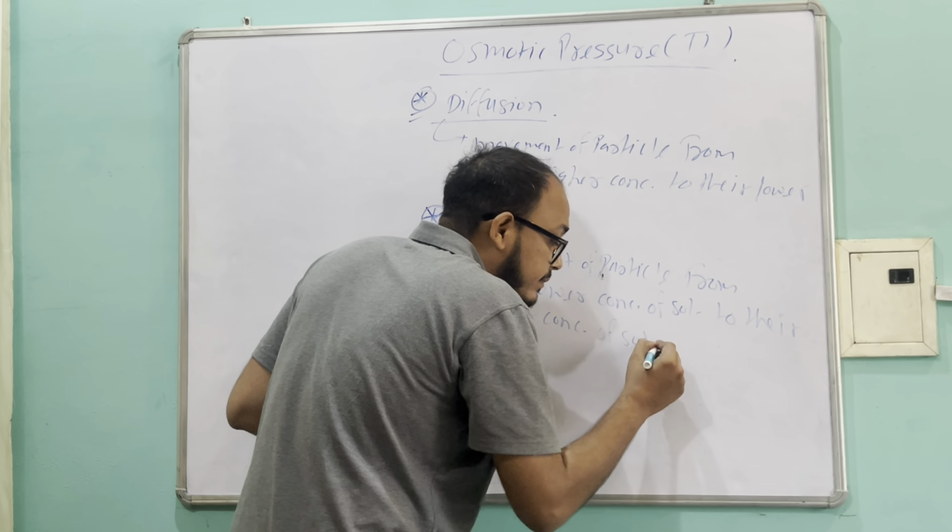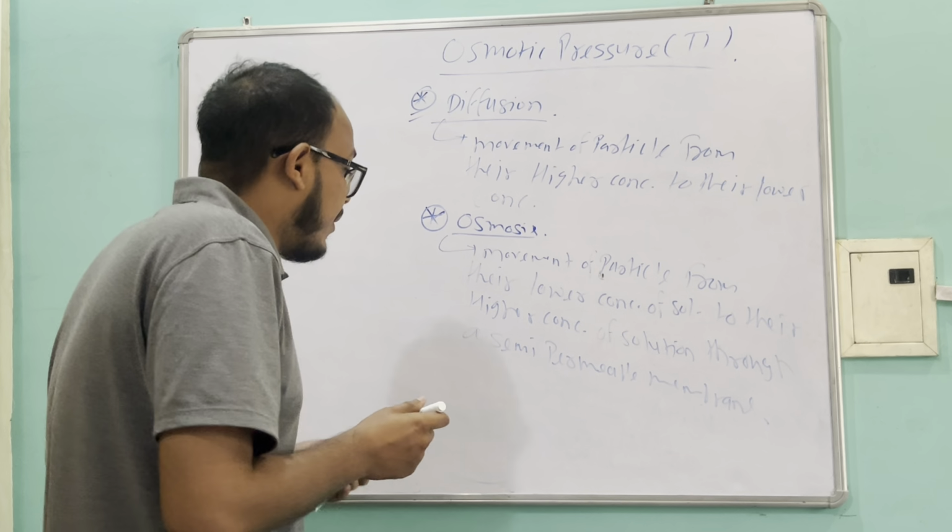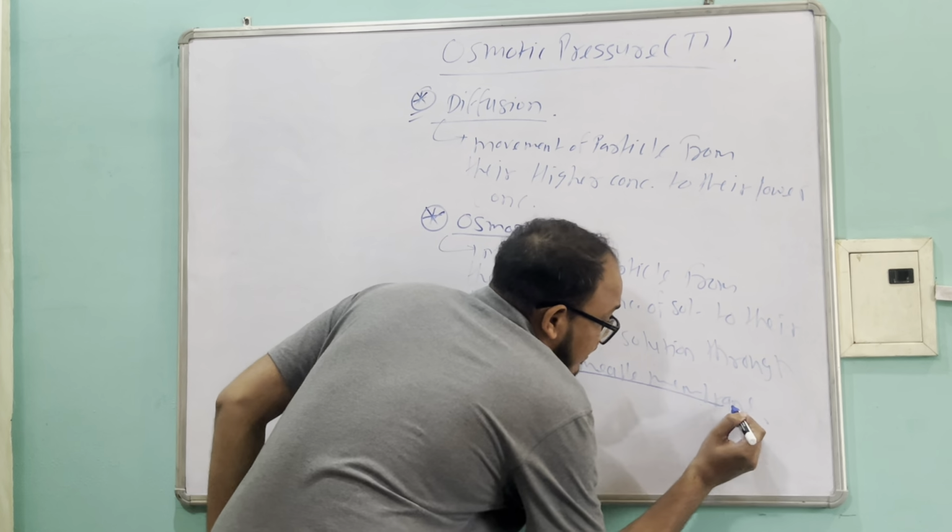through a semi-permeable membrane. That is called osmosis. And you learn the important term, semi-permeable membrane. Semi means half, permeable means permission. These are membranes which provide permission for the movement of particles. That is called SPM.